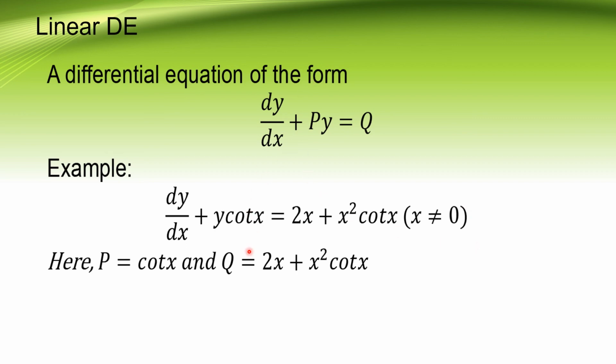By comparing it to the general form, we get the second term is y into cot x, that is, instead of P we have cot x, so I am writing P as cot x. On the right side we get Q, so the whole remaining term is Q. Here the whole term is in x, so I am taking Q as 2x plus x squared into cot x.